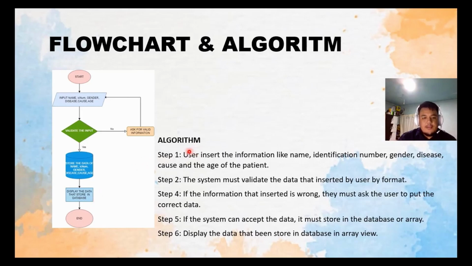For the algorithm, the first step is the user inserts the information like name, identification number, gender, disease, cause, and the age of the patient. Step 2, the system must validate the data inserted by the user by the format. For step 4, if the information inserted is wrong, it must ask the user to put in the correct data. If the system can accept the data, it must store the data into the database. Step 6, the last step, is the system will display the data that we store in the database in array view.